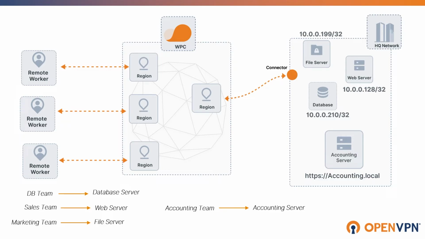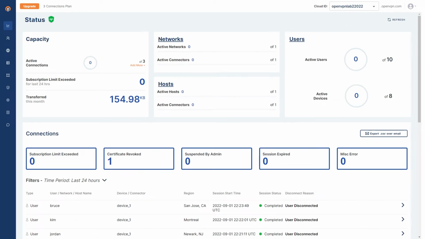You can see in our environment we have a server, the accounting server, with the domain name accounting.local already assigned and set up in our DNS records. We have an access group for the accounting team to access the accounting server. Now we're going to look at how we can set up domain names for routing and completely cloaking the private network IP address routes.